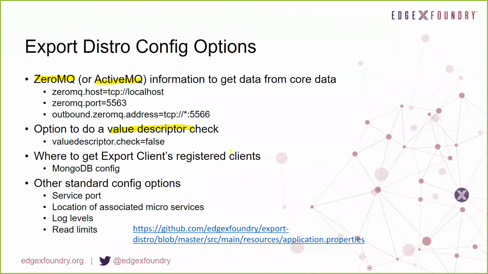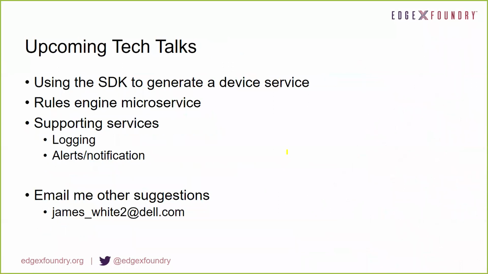Other configuration options in there, again, Mongo database configuration, because it has to pull the registrations out of Mongo, and then the standard configuration options for all services, again, things like ports and log levels. Gang, that's export distribution and export client, what we call collectively the export services.